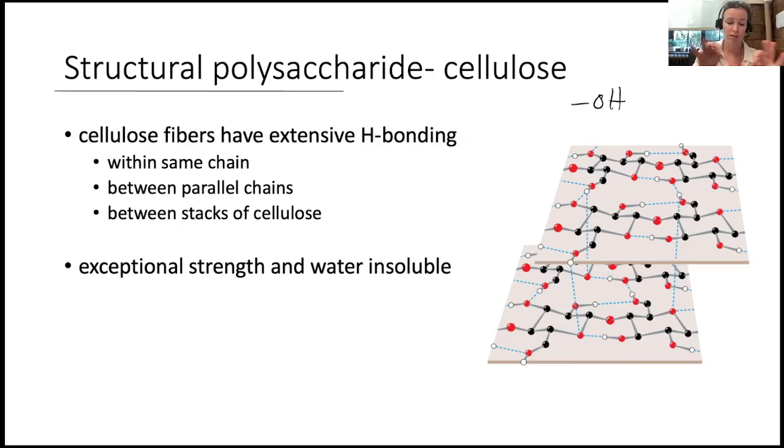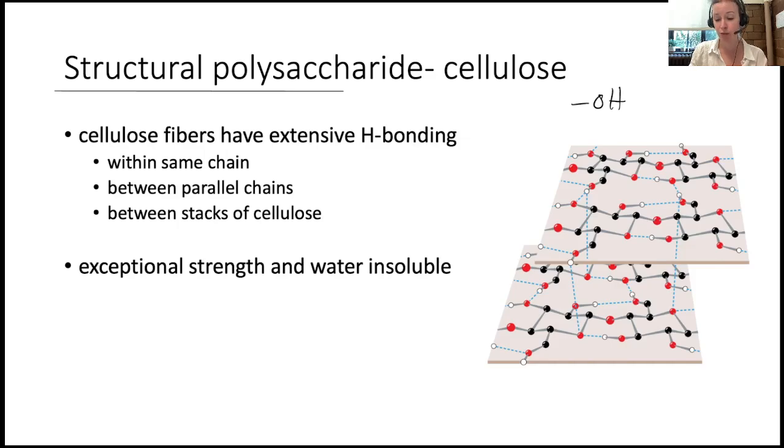Hydrogen bonding happens within the single strand of cellulose, between two different strands that are next to each other, and even between these kind of sheets of cellulose fibers. That makes cellulose exceptionally strong because of the number of hydrogen bonds, and actually, even though you'd expect it to be water soluble because it's so polar, cellulose is water insoluble because it's already perfected the number of hydrogen bonds. So breaking those hydrogen bonds to then interact with water would actually result in fewer hydrogen bonds, which is interesting.